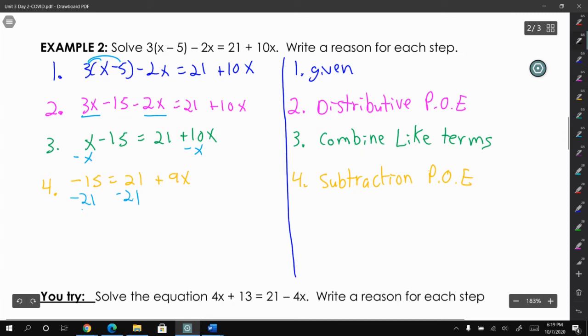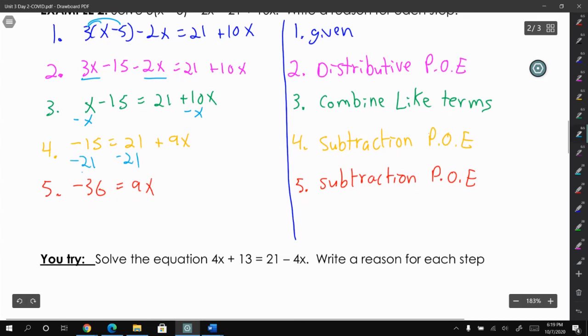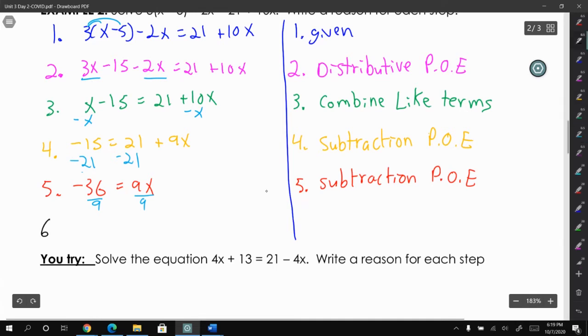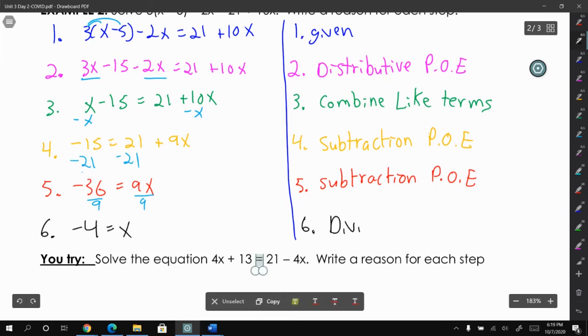So after I do that, I get negative 36 equals 9x. And again, we used the subtraction POE. And then the last thing we would do is divide both sides by 9. So then step 6 would be negative 4 equals x. And what we did was we used the division POE.